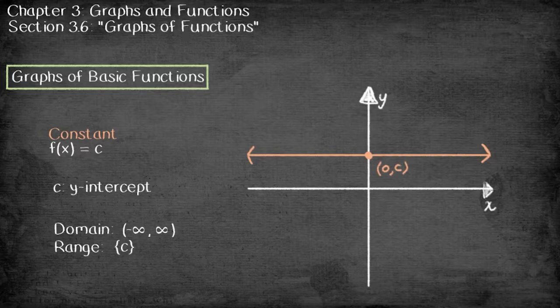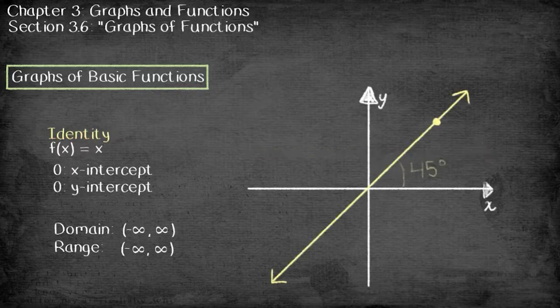The range, however, notice that since the line is completely flat, it's not going up or down. So there's really only one value that you're getting from a constant function, and it's whatever this number c is.